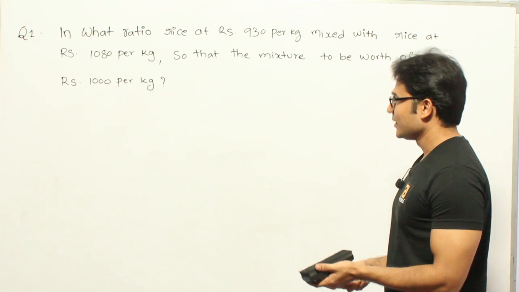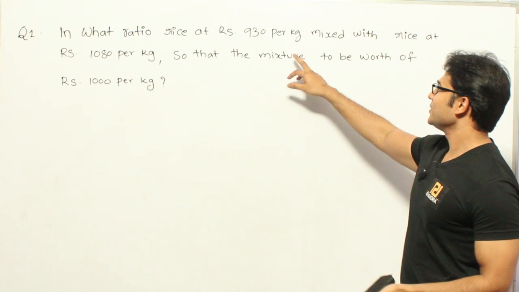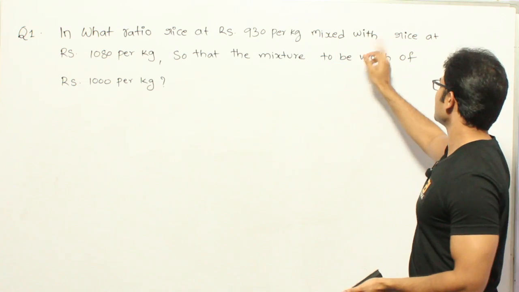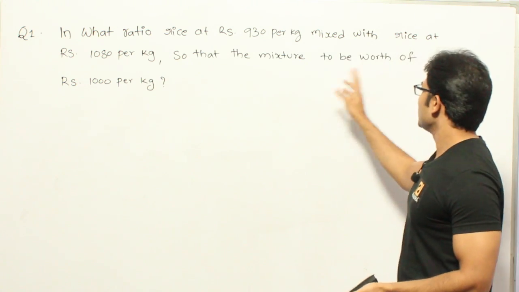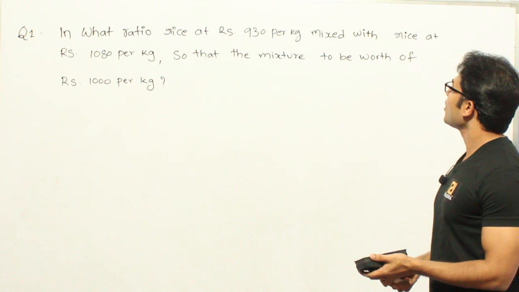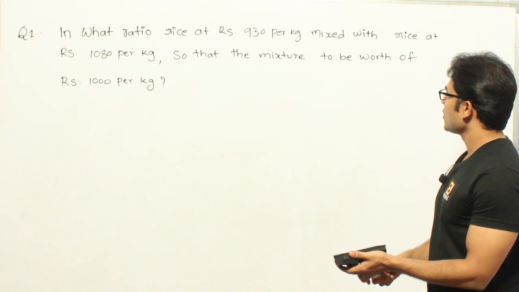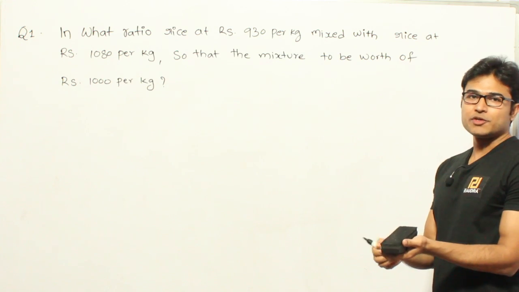Now let's see this question. In what ratio rice at 930 rupees per kg is mixed with rice at 1080 rupees per kg, so that the mixture is of worth 1000 rupees per kg.